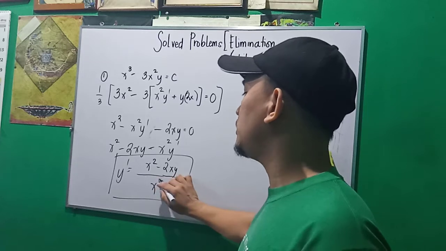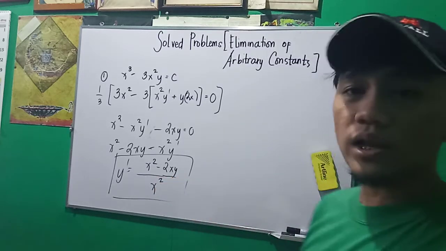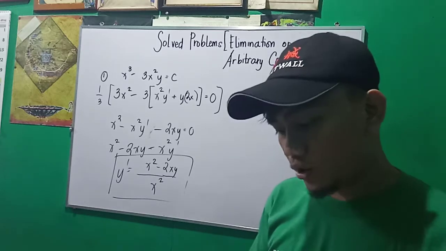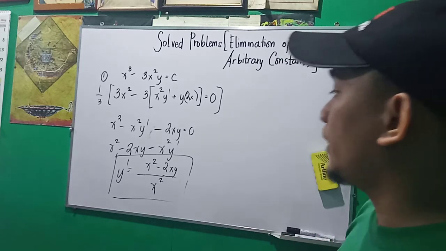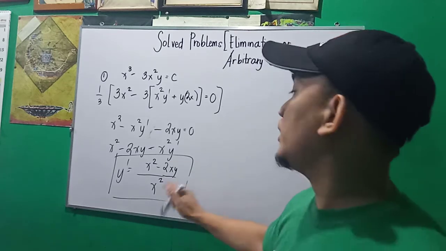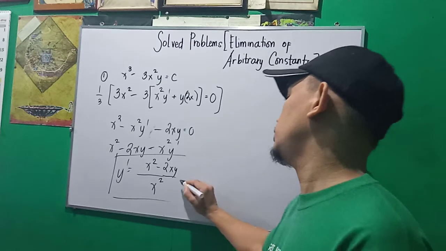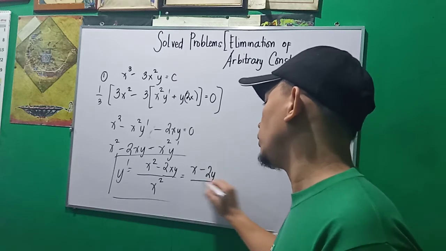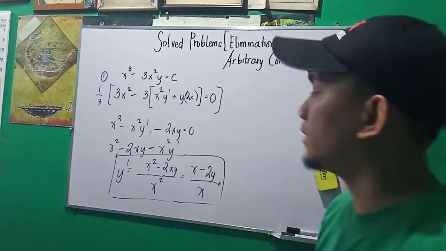O kaya minsan, naka-dx tsaka dy siya, pero for the meantime, ang gagawin na lang muna natin, express natin lahat in terms of y prime, y double prime, y triple prime, and so on. O kaya, wait lang. Pero pwede pala natin tong i-divide both sides by x. So, this is equal to x minus 2y all over x. Ayan yan mga lodi. Ayan yung pinaka-final answer natin.